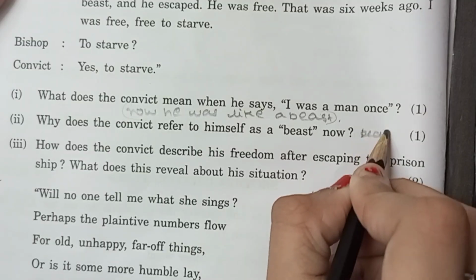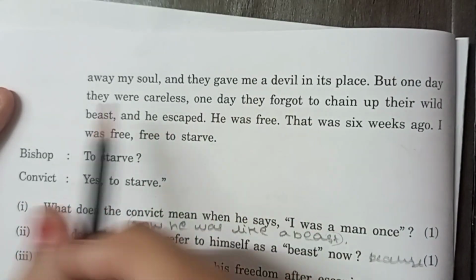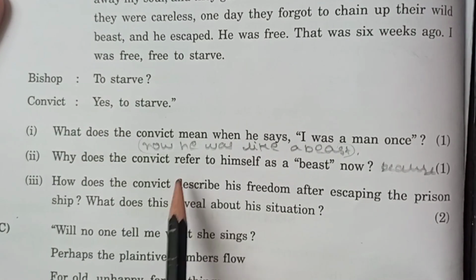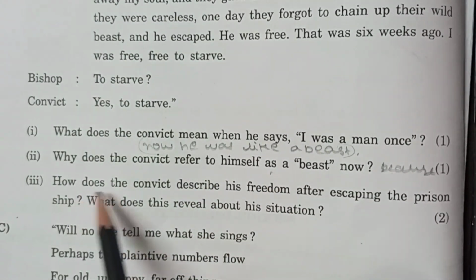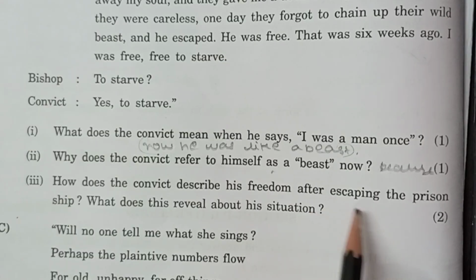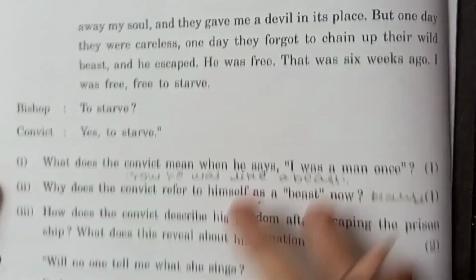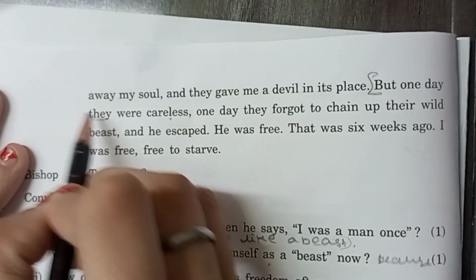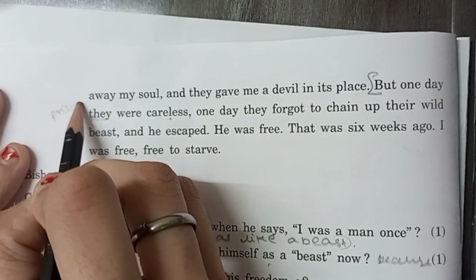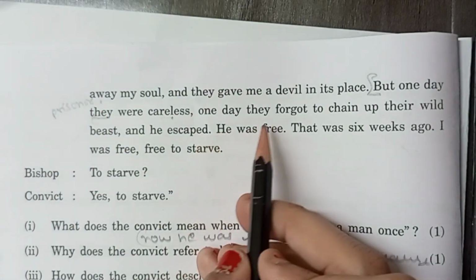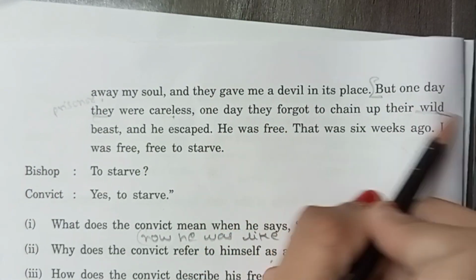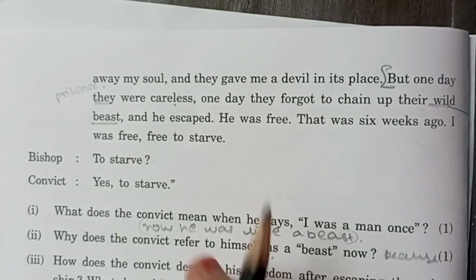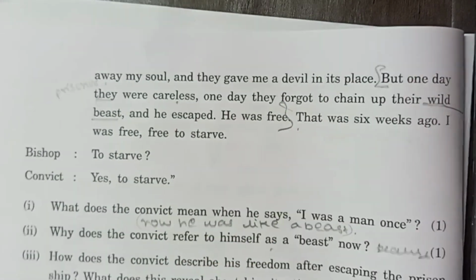Because you can write about all the terrible treatment he got when he was chained in the prison. You have to mention all that content here. How does the convict describe his freedom after escaping the prison ship? So here you can write, but one day they were careless, means the prisoners were careless. They forgot to chain up their wild beast, means he was referring to himself as a wild beast, and he escaped. So this is the main answer you have to write in this question.